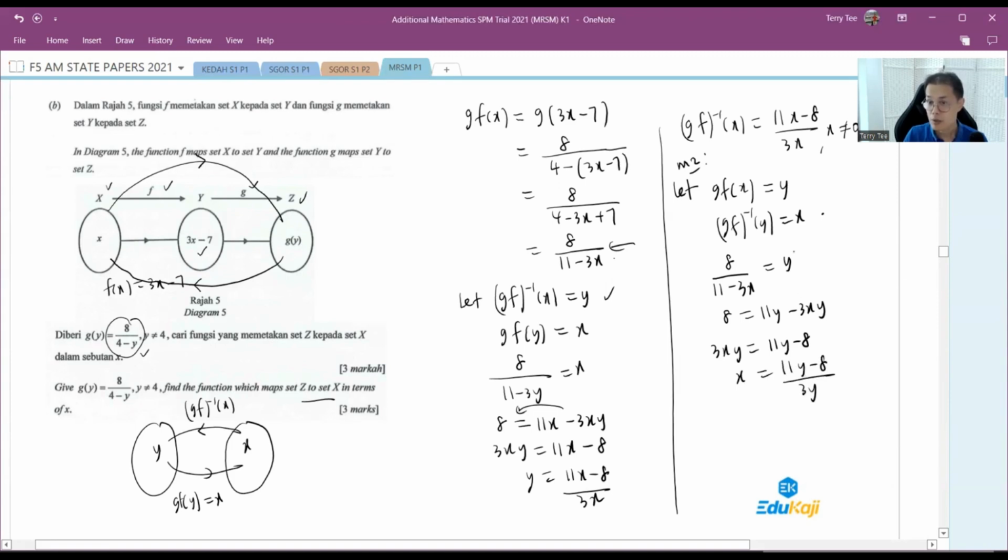We just have to interchange because your gf inverse y is now x. So if you want, you can rewrite gf inverse y, in terms of y, just change it to x. gf inverse x is therefore 11x minus 8 over 3x. We just write x can't be 0. So you notice the end result is the same. So this is the function that maps z onto x.